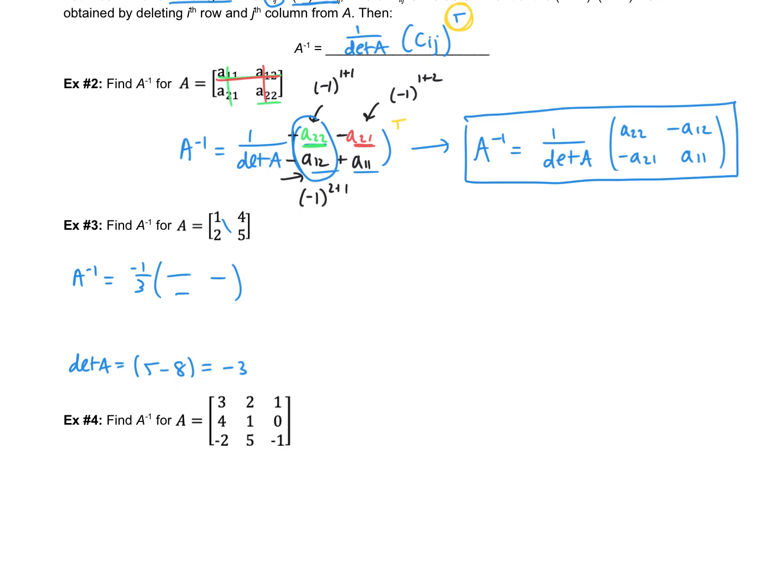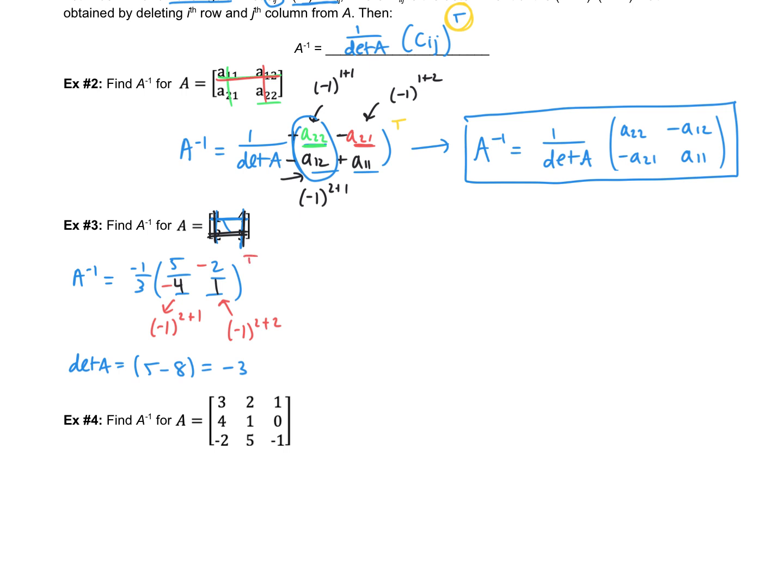So again, for my four elements, I'm going to delete. So I have a 5 here. And then if I delete, I'm going to get a 2. And then I'm just going to change colors. If I delete, I'm going to get a 4. And if I delete, I'm going to get a 1. And then figuring out our signs, we know that this one will be negative and this one will be negative, again, because in this case, I'm doing negative 1, second row, first column. In this case, though, I'm doing negative 1, second row, second column.